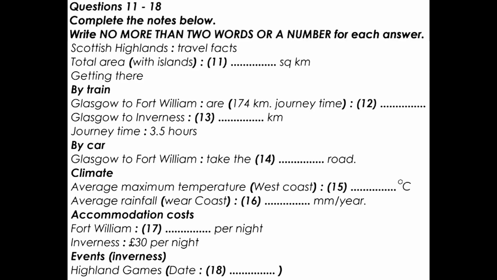There are also two main options by road. You can take either the A9 up through Stirling and Perth and then on to Inverness, or else on the west there's the A82 which runs up to Fort William and then, if you want, on to Inverness.